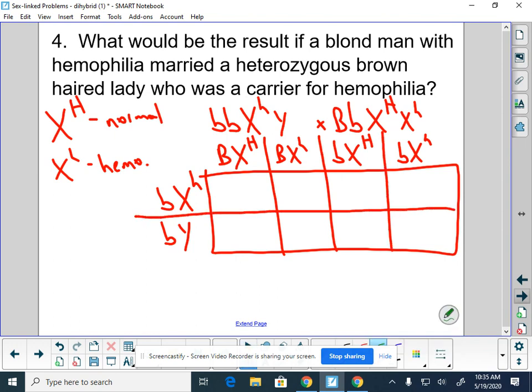I'll fill these in as fast as I can, just to save time, not because it's a race. And see, now I made a mistake. Oh, I missed that.